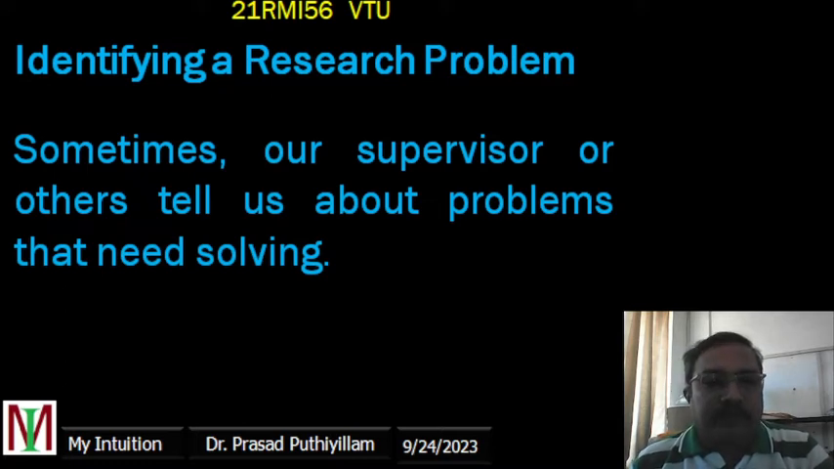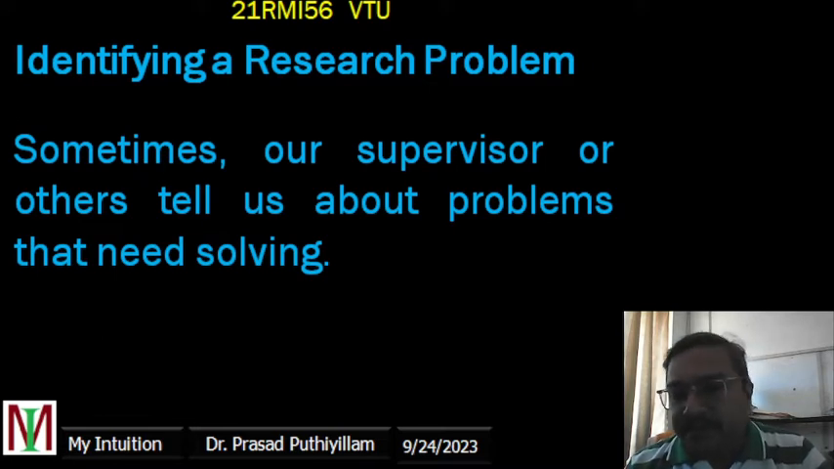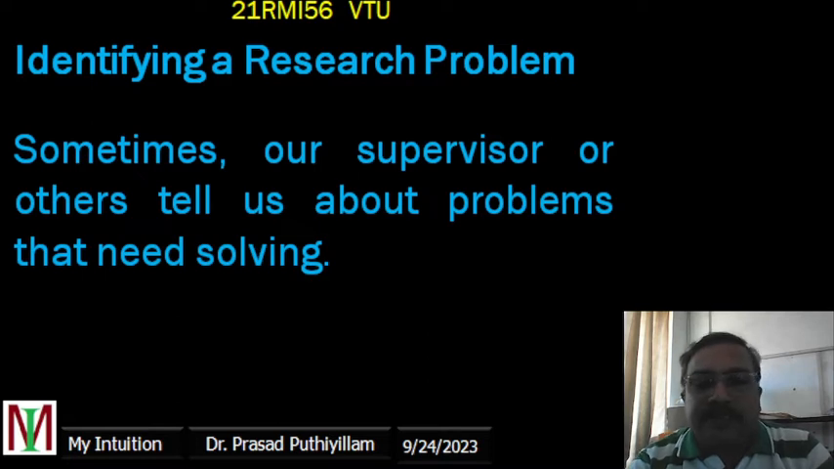Sometimes the research supervisor, or our sir, or our research guide, or others will tell us about a problem that needs to be solved. For example, imagine you are a graduate engineering student studying environmental science, something related to the environment, and your guide tells you that there is a need to understand the impact of a newly introduced industrial plant. The guide says you study the possible impacts, with possible data collection. So this becomes the research problem for that student. That is what the supervisor or research guide gave you.